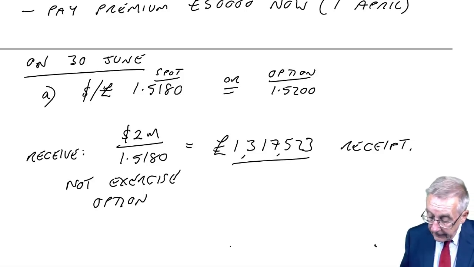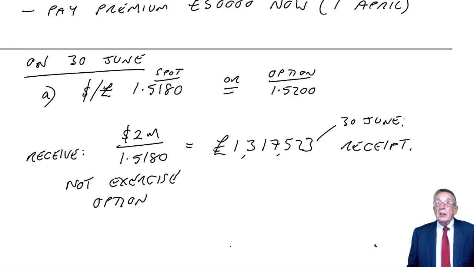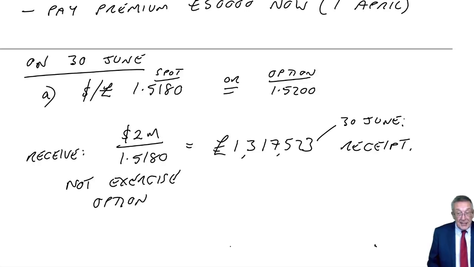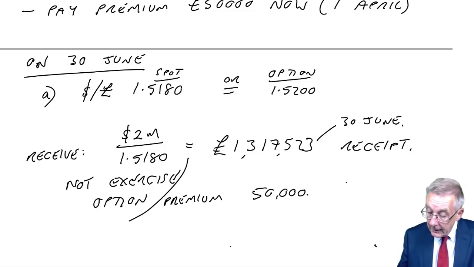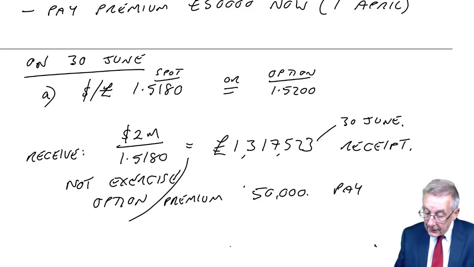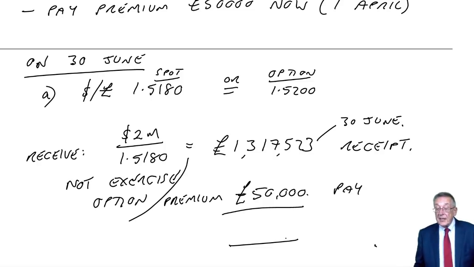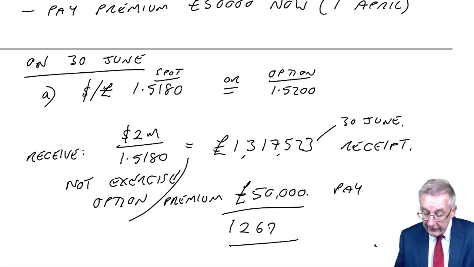Now, although that receipt will happen on the 30th of June, do appreciate that even though we've not exercised the option, we will still have had to pay the premium. And the premium, the bank had quoted 50,000. And so, in the exam, you're expected to show the net outcome. The net result, although we won't exercise the option, we'll receive 1.3 million converting at spot. We'll have paid 50,000 for the option, and so the net result is 1267523. There's the net receipt.